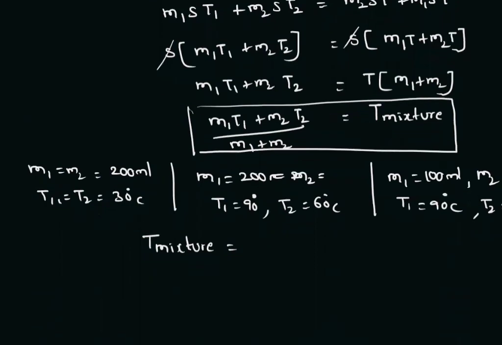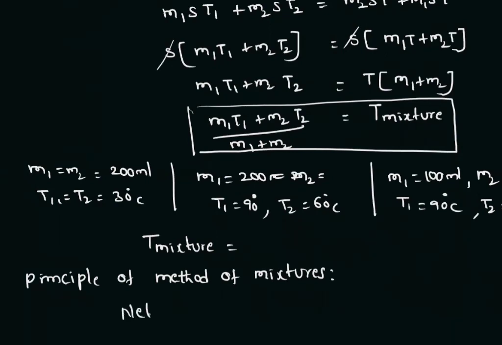These problems are going to be solved by using a very, very important thing called the principle of method of mixtures. So what is the principle? Net heat lost equals net heat gain. So why are the terms net heat loss and net heat gain used?